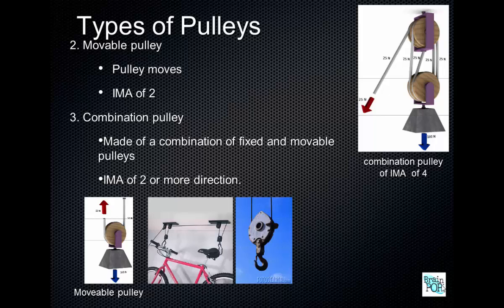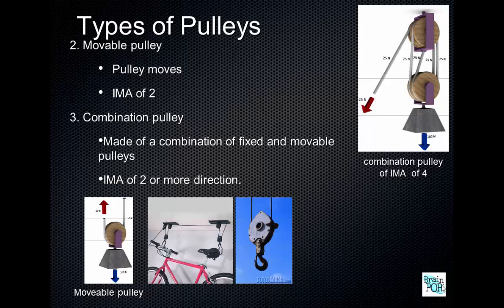For example, here we have a rope that goes over a pulley, loops around again, and then loops around down here and connects here. So we have multiple parts of the rope, it's all one rope, supporting this weight. In this case, how many parts of the rope support it? Yeah, 4 parts of the rope. 1, 2, 3, 4. So again, if this is a 100 Newton weight, I'm only going to have to pull with 25 newtons of force.